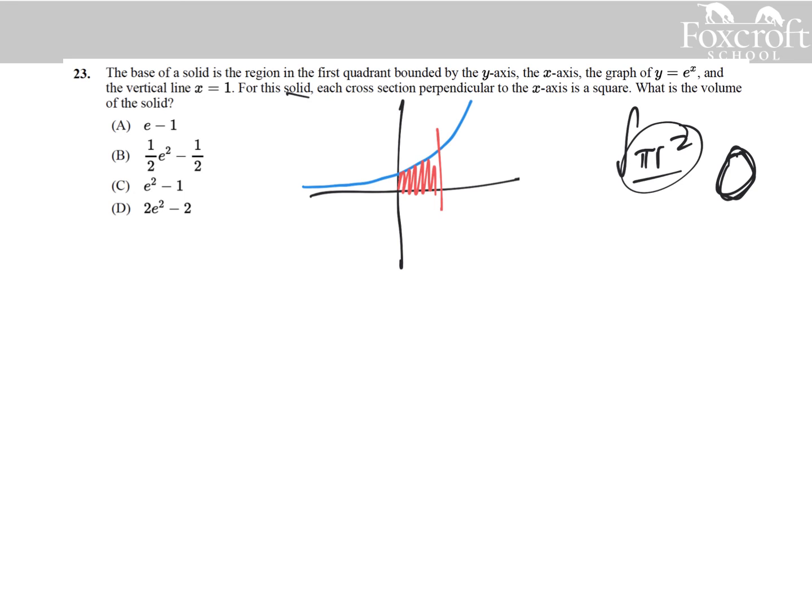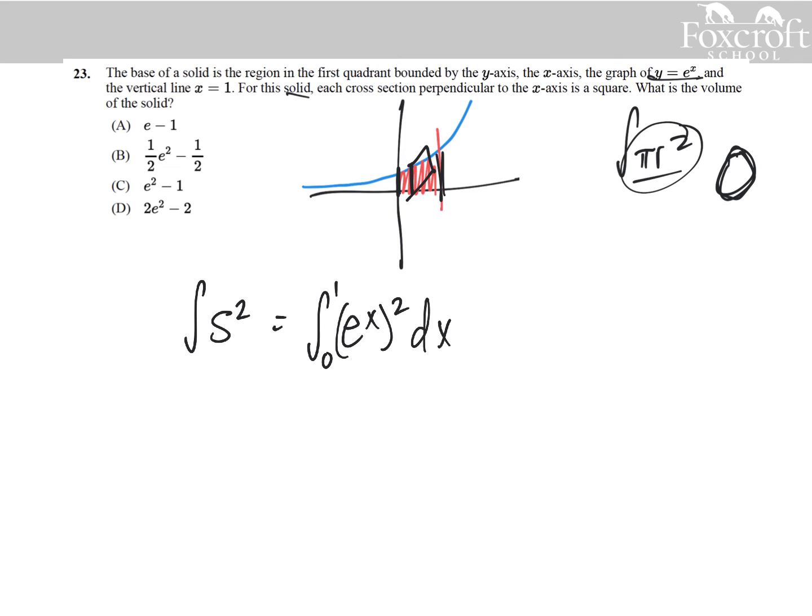For this one, a square, the area of a square is just the side length squared. So our integral is going to add up all these squares together. Well, we start here at 0. We end at that vertical line x equals 1. And our side length is this gap, because then we're going to have a square coming off of that. That gap is the equation, y equals e to the x.